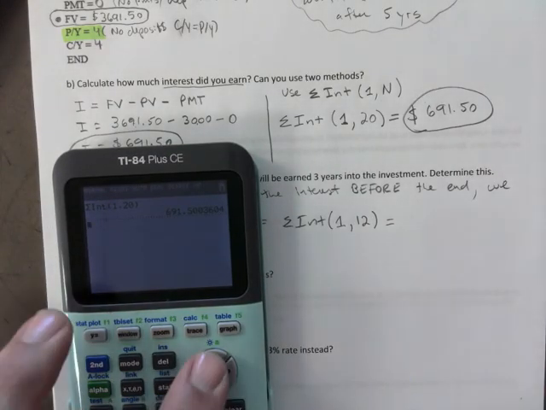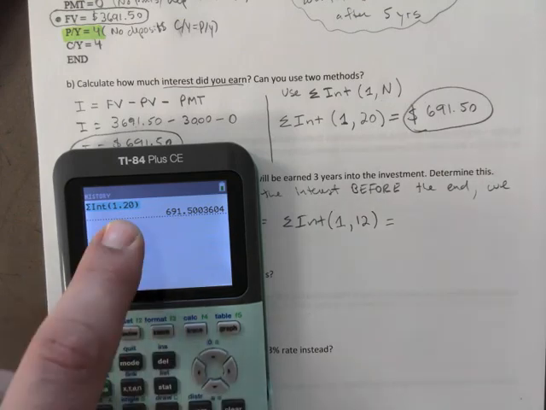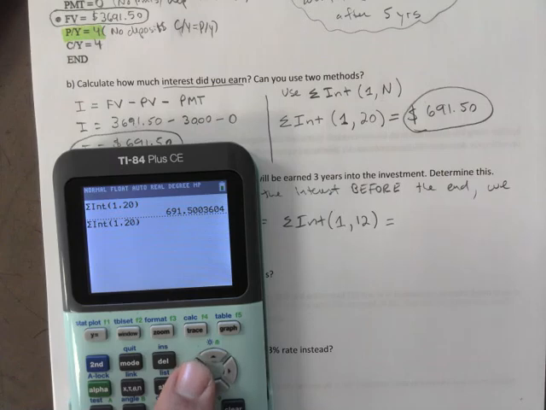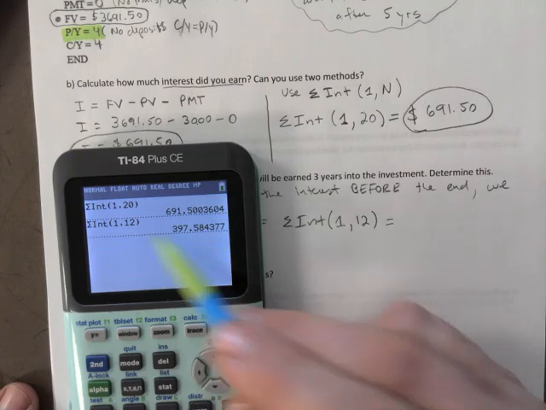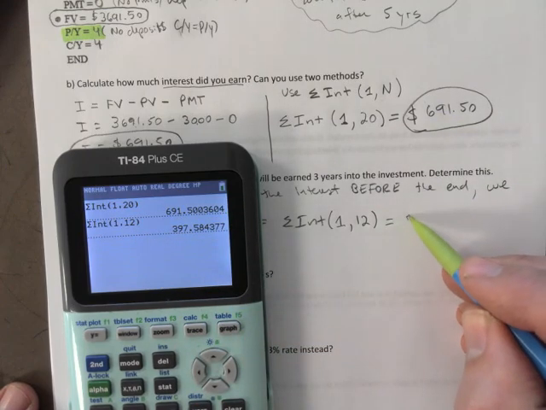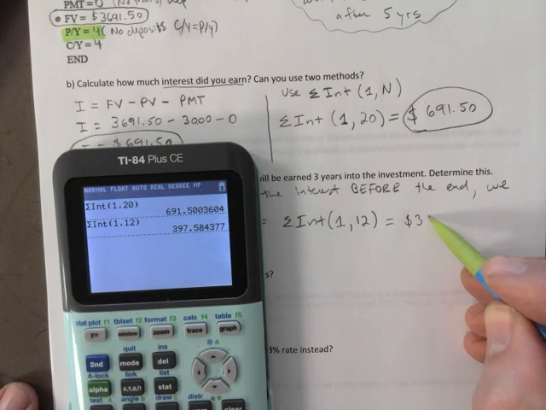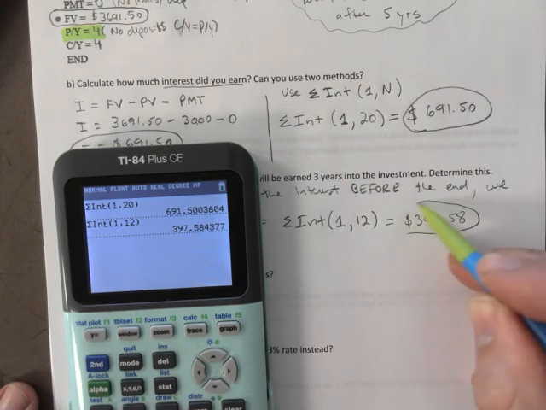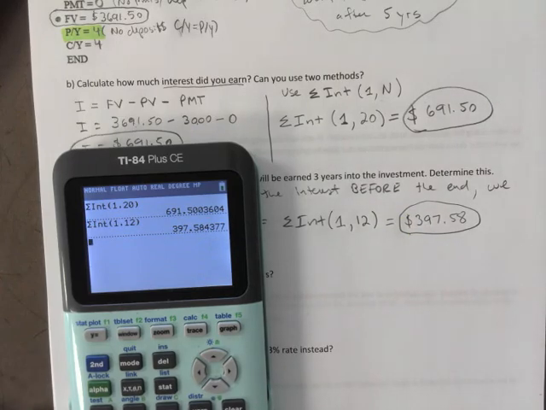So let's do this again. You can just copy paste, go up, highlight it, paste it, and replace the 20 with 12. So after 3 years, $397.58 will have been accumulated in interest over the 3 years.